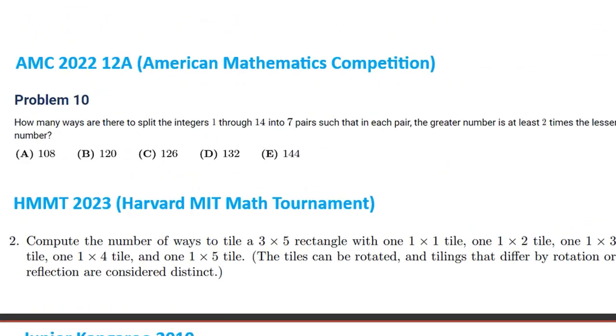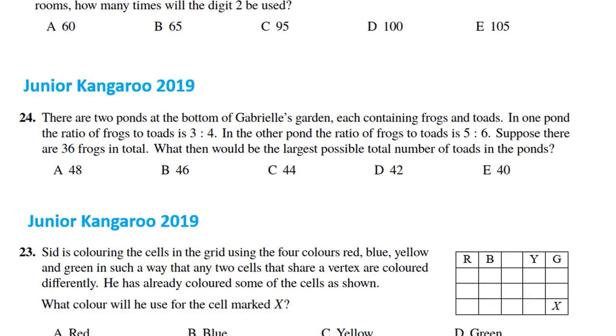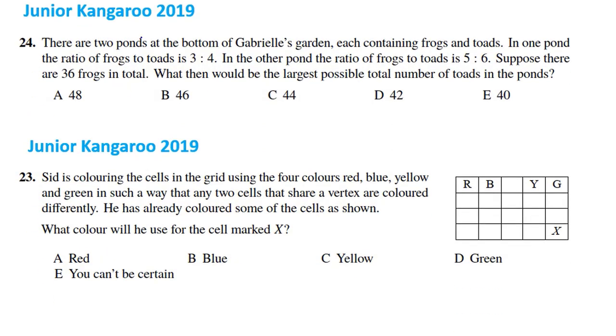Okay, so let's solve the next one. Here we solved 25. Let's solve 24 of this year. Okay, there are two ponds at the bottom of Gabriel's garden, each containing frogs and toads. In one pond, the ratio of frogs to toads is 3 to 4. In the other pond, the ratio of frogs to toads is 5 over 6. Suppose there are 36 frogs in total. What then would be the largest possible total number of toads in the ponds?